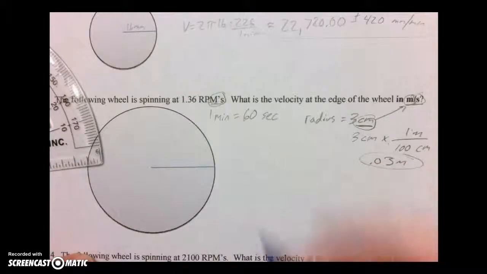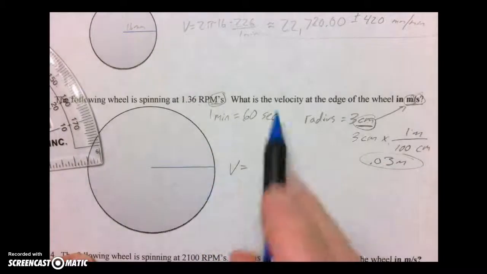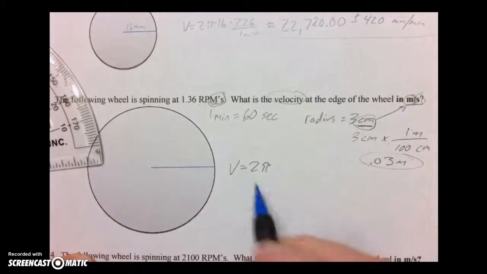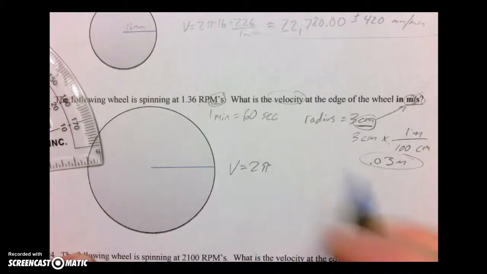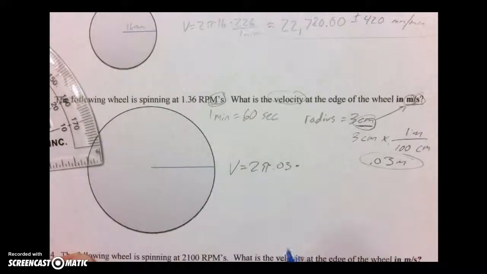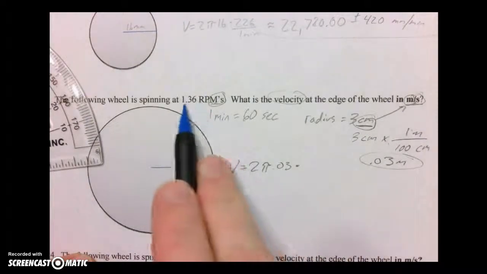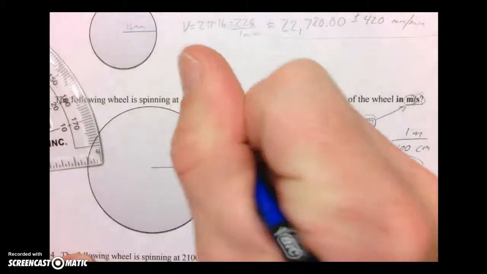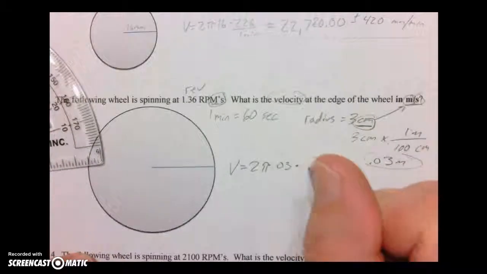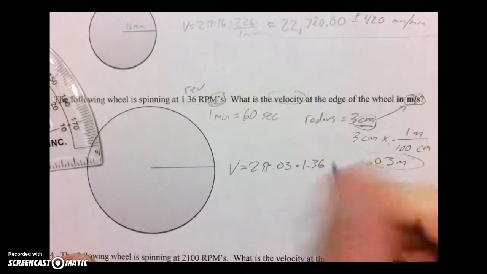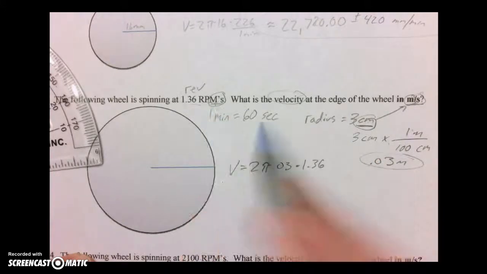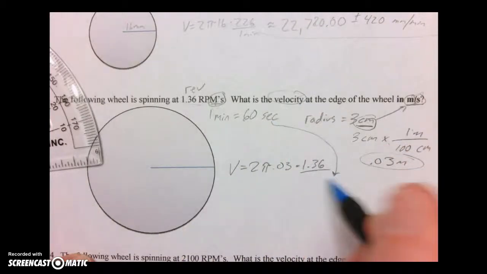So now I can go back to my formula. V equals, that's the question, what is the velocity? 2 times pi times a radius of 0.03 meters times the number of revolutions I have. And that's right here, the 1.36 is my REV, revolutions. There we go. 1.36 over 1 minute. And because it says seconds on the end in the question, I need to change this minute into seconds, so I'm going to take this 60 seconds, I'm going to put it on the bottom.